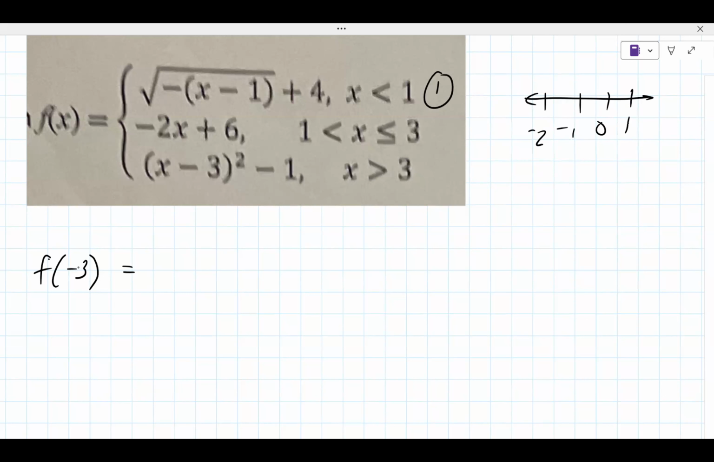Yeah, so then that would be 2 plus 4, which equals 6. It is 6, yeah. How about f of 3? That would be the second one, so minus 6 plus 6 is 0. Okay. What about f of 1?